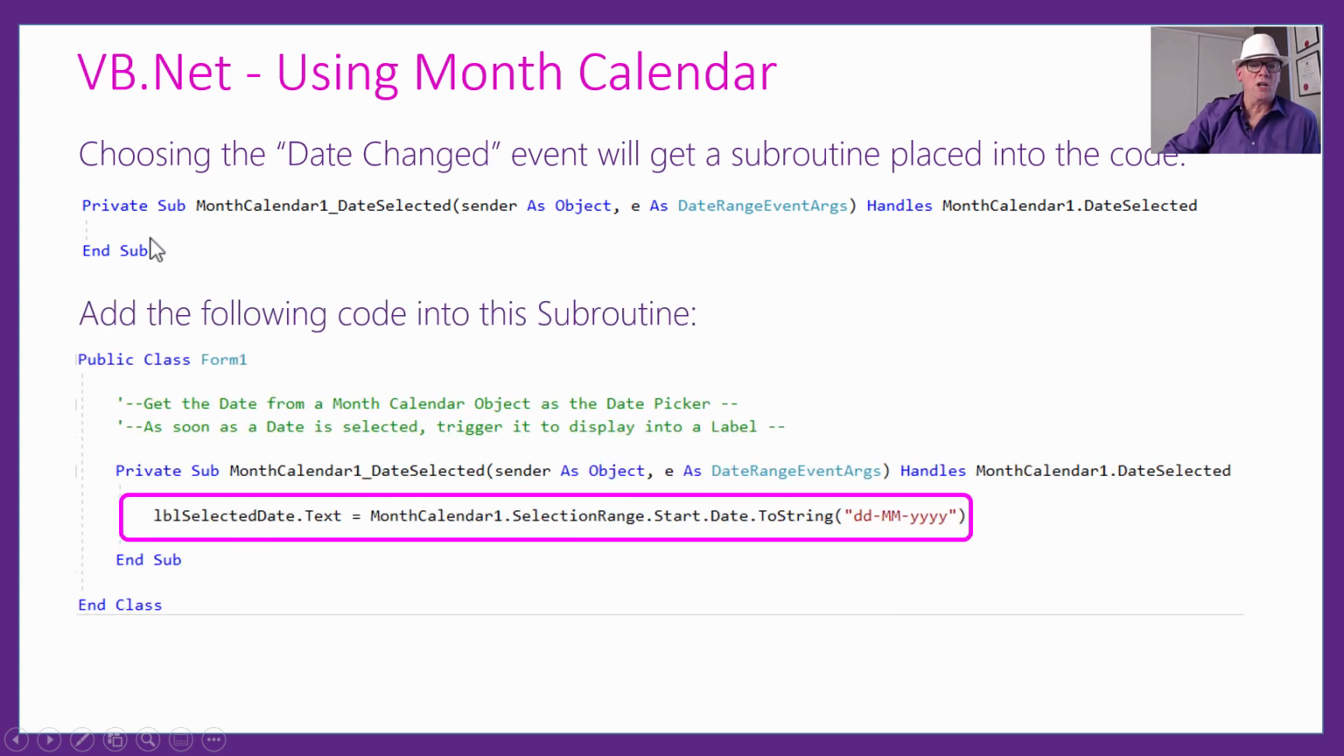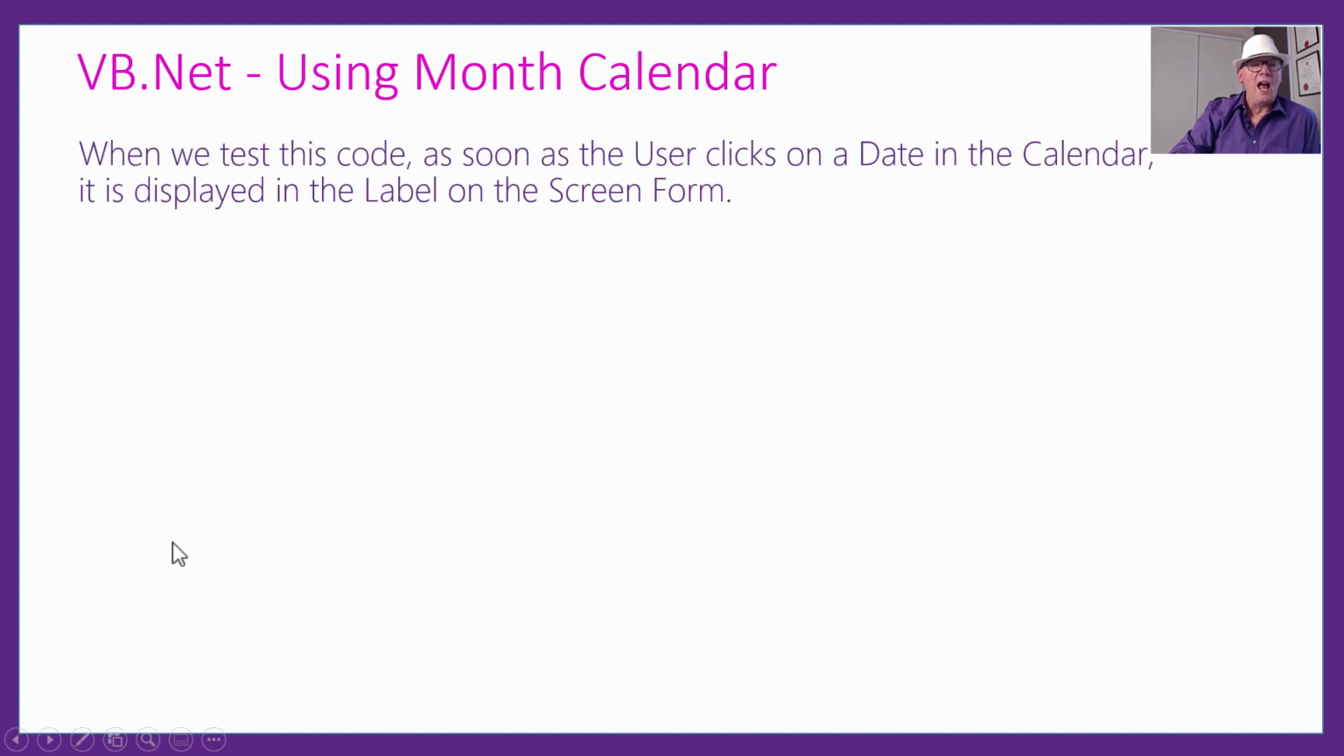So this is where we add some code, and all we need is the same code as previously, that we want to get the start date from whatever they've picked and clicked on the calendar in British format, day, month, year. So if you're American, you need to swap that round, obviously, mm/dd/yyyy, and we're going to put that in lblSelectedDate.Text on the form. Okay, so let's see how that works out.